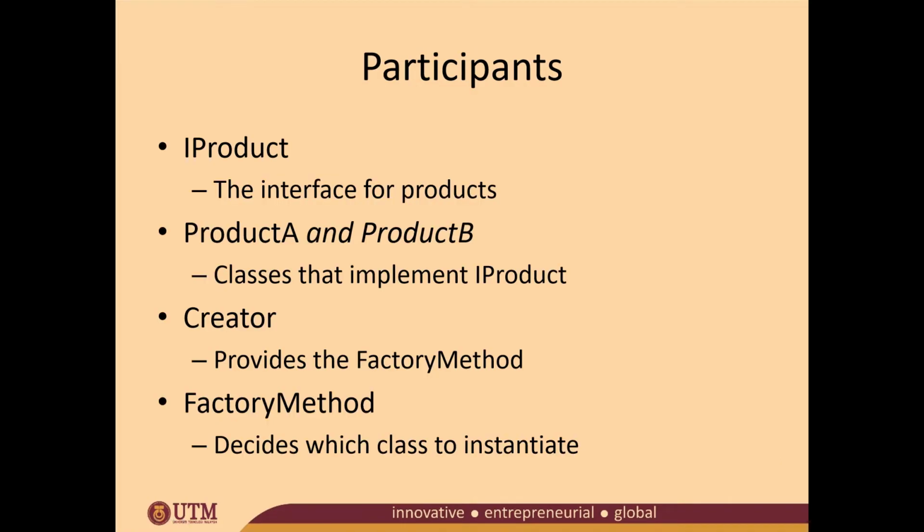Okay, so the participants here are the iProduct, the interface for product A and product B; the classes that implement the iProduct; and then the creator that provides the factory method itself. The factory method decides which class to instantiate, and it happens in the creator because the creator actually provides the factory method.